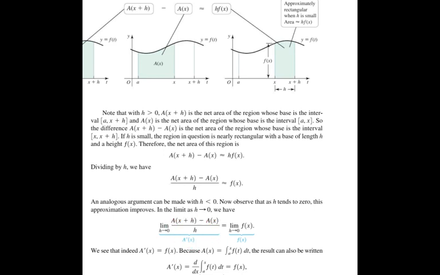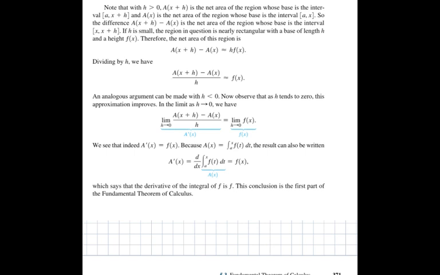So we see that the derivative of the area function is going to be f of x. Because the area function is the integral from a to x of f of t dt, the result can also be written as A prime equals d by dx of the integral, which is just f of x. So essentially what it's saying is that the derivative cancels out the integral and vice versa.